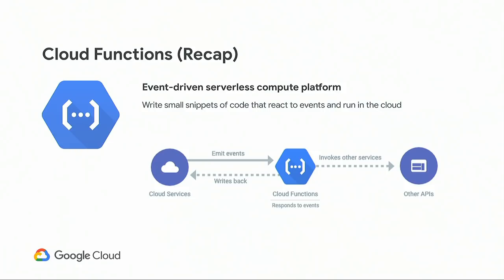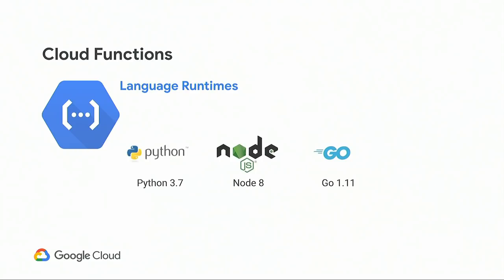Okay, Cloud Functions is, as I mentioned, our event-driven functions as a service offering. Again, for those unfamiliar, you deploy a function, it reacts to an event, and you can call other APIs. It's really the glue code solution in Cloud Platform.